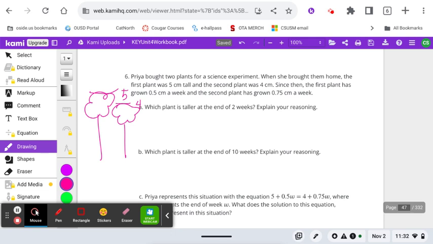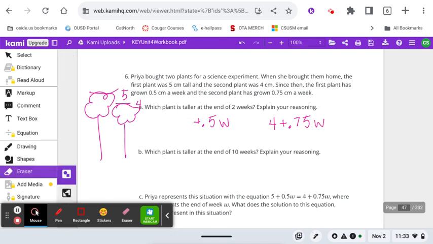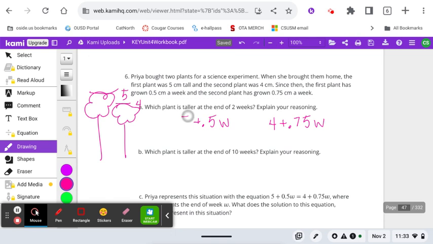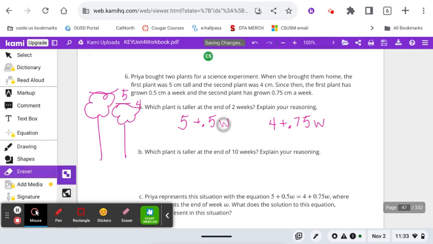Now we're going to look at the growth rate. The first plant is growing 5 centimeters per week. So it starts at 5 and is growing at 0.5 centimeters per week. The second plant, which started at 4 centimeters, but it's growing 0.75 centimeters per week. And by the way, you don't have to use a W for weeks. You could use an X if you like that better.